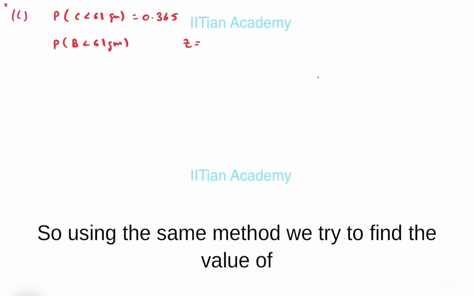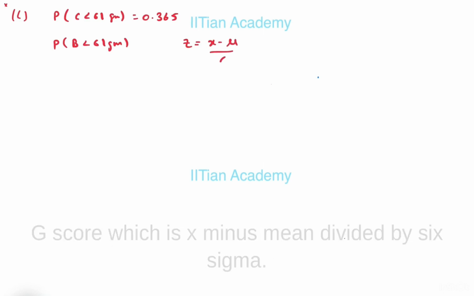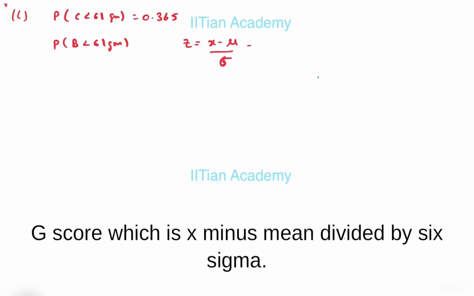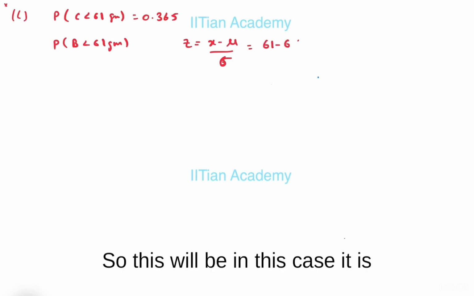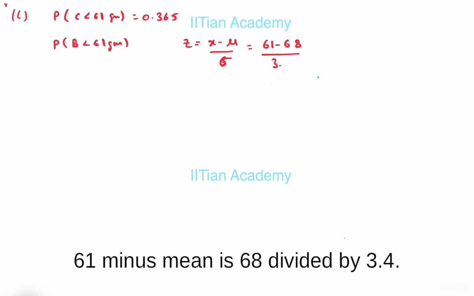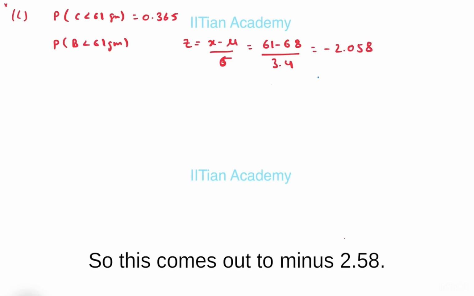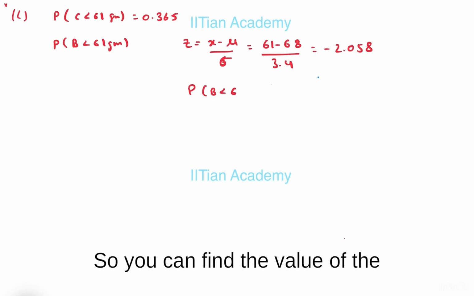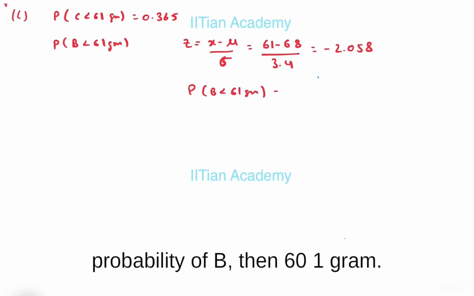So using the same method, we try to find the value of z score, which is x minus mean divided by sigma. So in this case it is 61 minus mean 68 divided by 3.4. So this comes out to minus 2.058. So you can find the value of the probability of less than 61 gram.